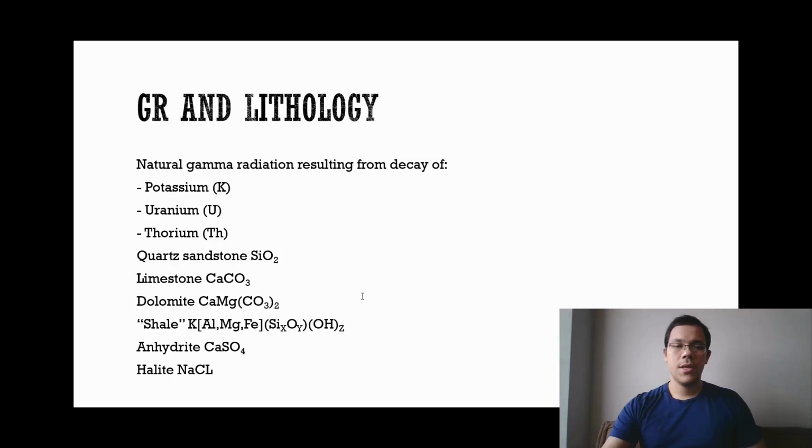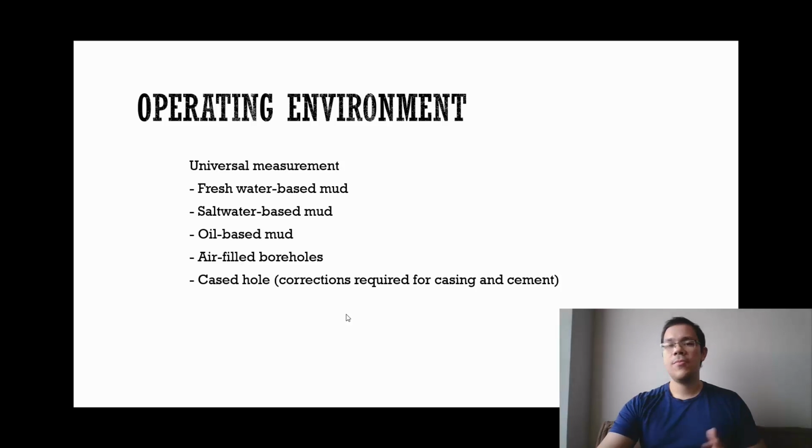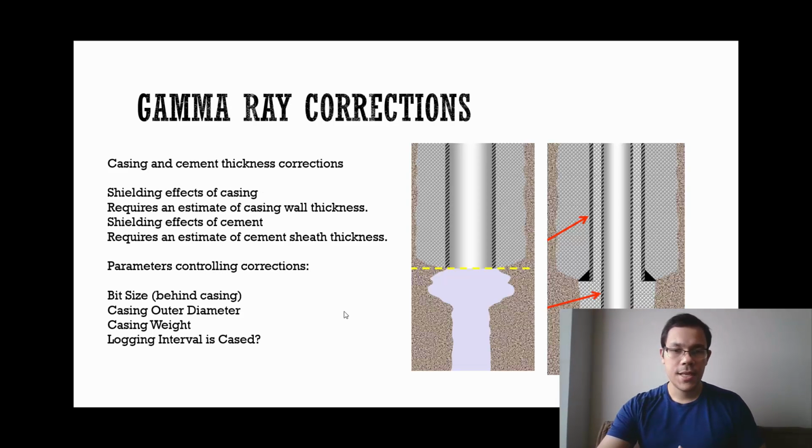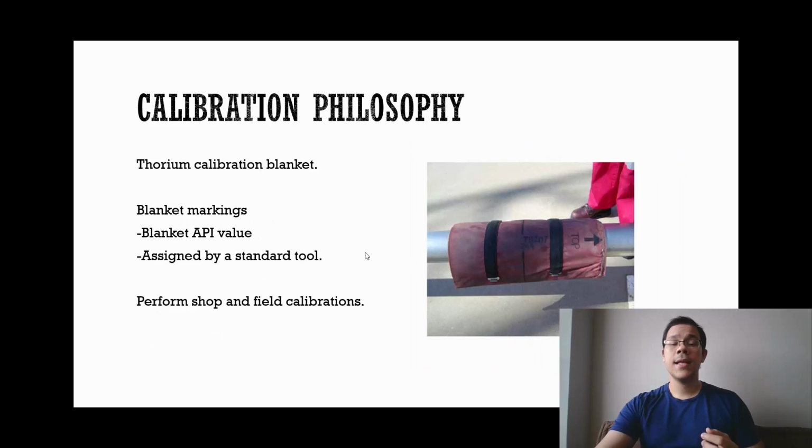As I mentioned before, the natural radiation comes from potassium, uranium, and thorium, which are naturally in the formation. And the operating environment is everywhere. You will run a gamma ray in freshwater-based mud, saltwater, oil-based mud, air-filled holes, cased hole, etc. The corrections: since the natural radiation is coming from the formation, if you have cement and a casing, you should make those corrections. Here you can see a comparison of an open hole area and a cased hole area, and when you have double casing as well.